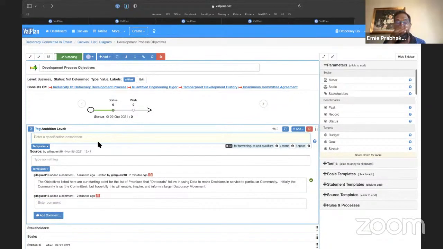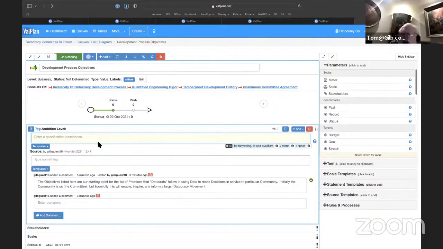So I guess one thing that Ernest was asking for was, well, we haven't even defined what we mean by datocrat or Datocracy. And I could see how it would be useful to enter that somewhere. Is the ambition level here a good place to put that? Well, it's a good place to put what you mean by development process objectives.